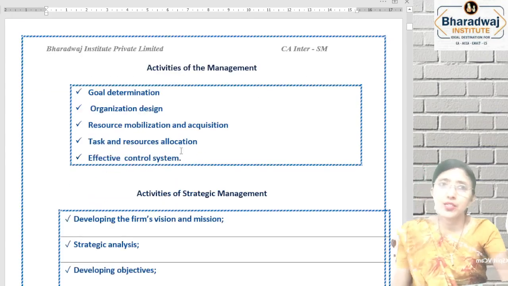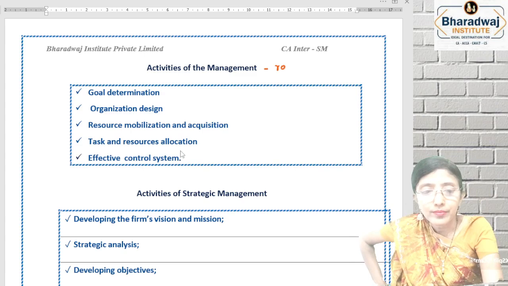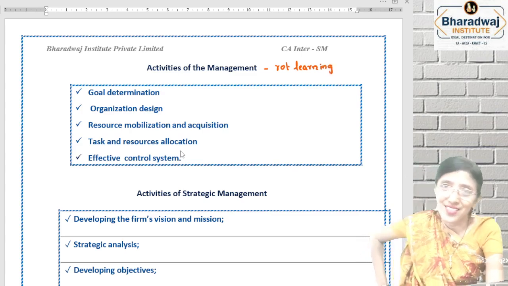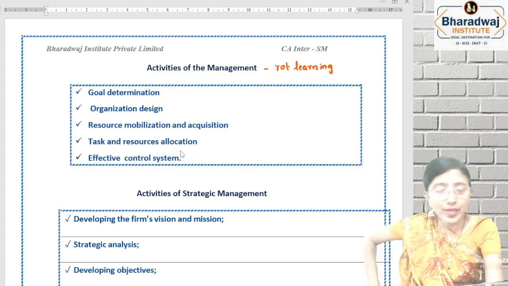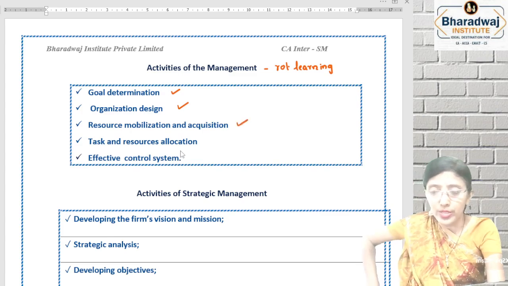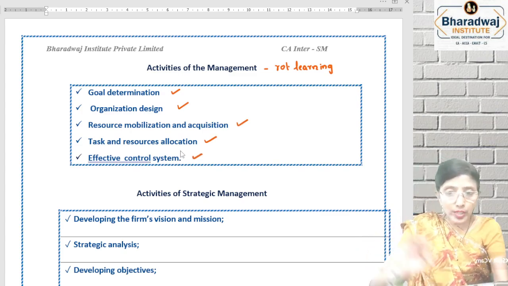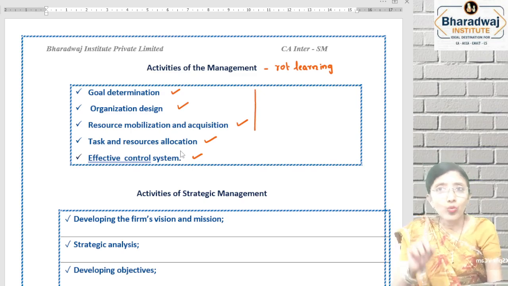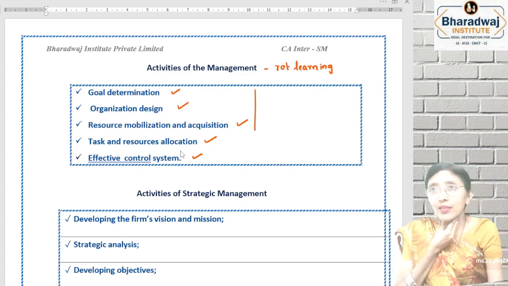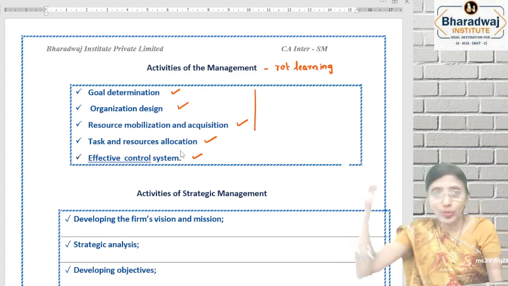Now, my dear students, these are the segments where you have to do a kind of rote learning. I'm sorry to use the word, but for correct and incorrect sentences, you have to know what the activities of management are: goal determination, designing the organization, resource mobilization and acquisition, task and resource allocation, effective control system. Now, 3 would be there as options and 1 would be incorrect. Now, what is that incorrect? They would give, say for example, the task of an executor or implementation. These are all management's work.